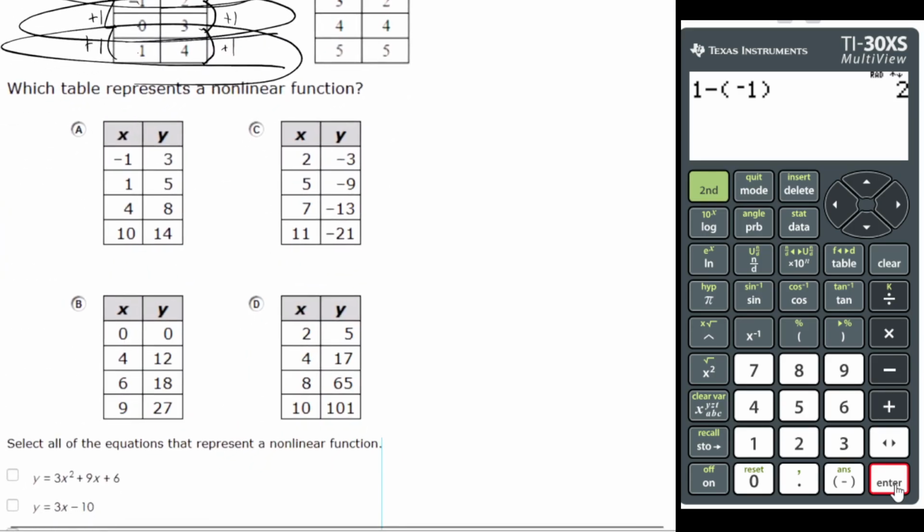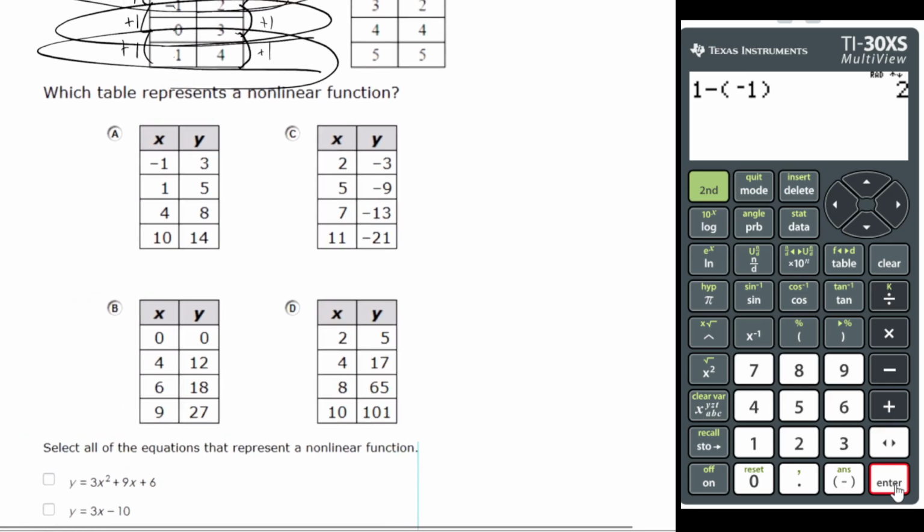Which table represents a nonlinear function? Last time we were looking for the table that had the consistent slope. Now we're looking for the nonlinear function, which means we're looking for the table that does not have a consistent slope. Same process though. 10 minus 4 is 6. 4 minus 1 is 3. 1 minus negative 1 is 2. 5 minus 3 is 2. 8 minus 5 is 3. 14 minus 8 is 6.